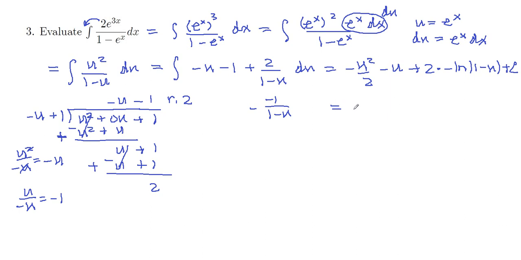So this will be, now we want to plug back in our e to the x. So negative e to the x squared, or e to the 2x, over 2, minus e to the x is u, and then negative 2, so minus 2 natural log absolute value 1 minus u, where u is e to the x, and then plus c. And we got it. So that was u substitution plus long division, which is part of partial fractions. So you might be able to do it with just a u sub.